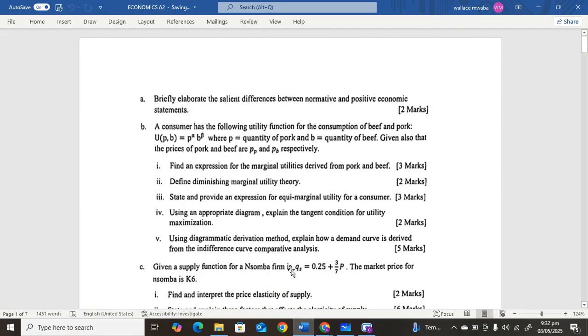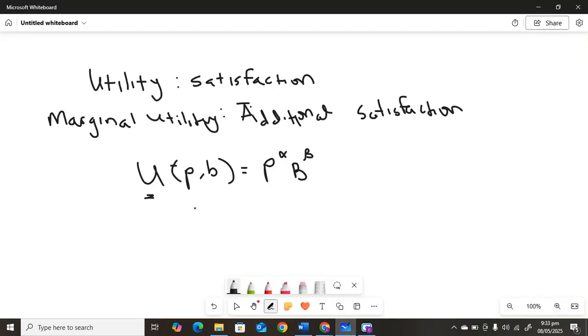Okay. So with this question, I'm going to illustrate it with numbers so that we get the whole concept. Because when we're just using symbols, we're not really going to understand what's happening here. We're not really going to get the full picture. So let's say this utility function, we're going to make it like this. U equals P to the power 0.5, B to the power 0.5.